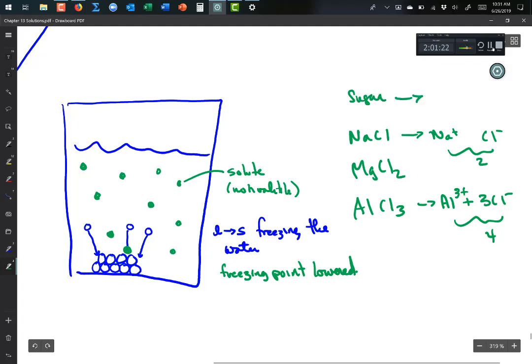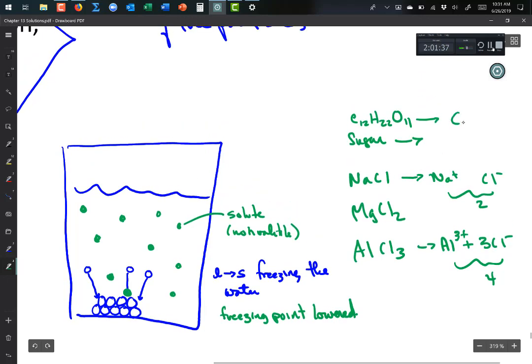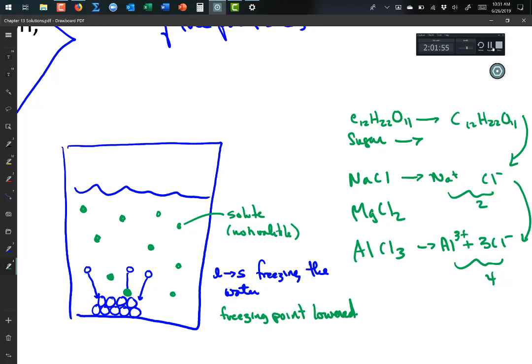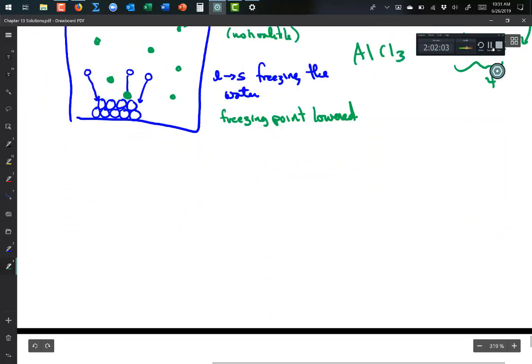But it turns out sucrose, which is, let's see, C12H22O11, I think. Yeah. When it dissolves, it stays as C12H22O11. Now, this is true of most molecular compounds. When you dissolve them in water, they just stay together. So the effect of sodium chloride would be twice that of sucrose, and the aluminum chloride would be twice that of sodium chloride. Okay. So that stuff that we learned about electrolytes and breaking up into particles has an influence on the colligative properties. Let's look at boiling.